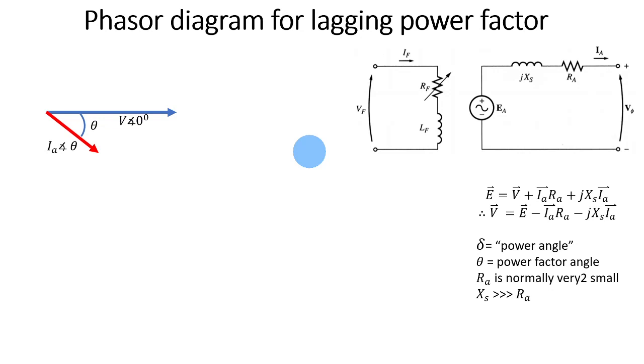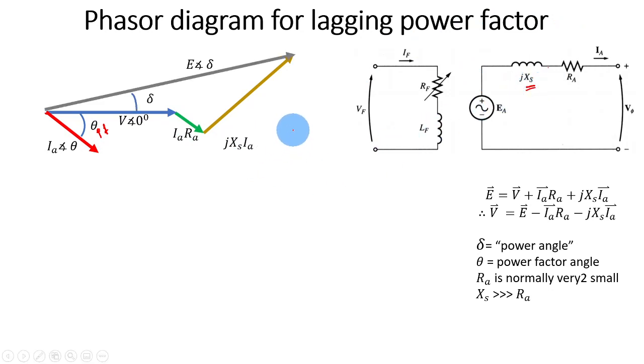So how about lagging power factor? For lagging power factor, the condition is that the current lags the voltage by a certain degree, and this degree is what we call the power factor angle. Then you have a voltage drop across the resistor, and you add it to the voltage drop across the inductor, the synchronous reactance here. Then you add all three voltages together, and you get the internal generated voltage.